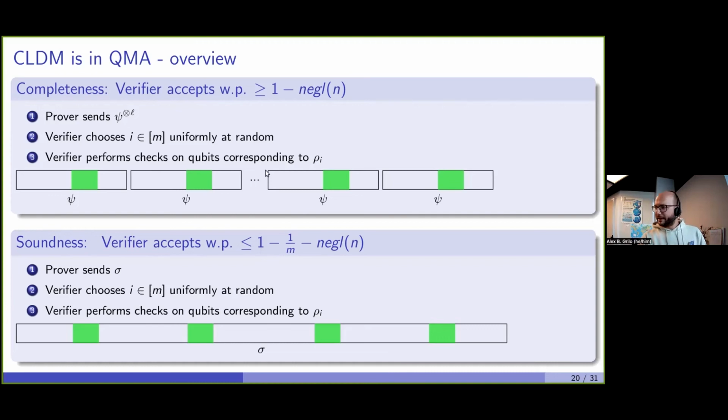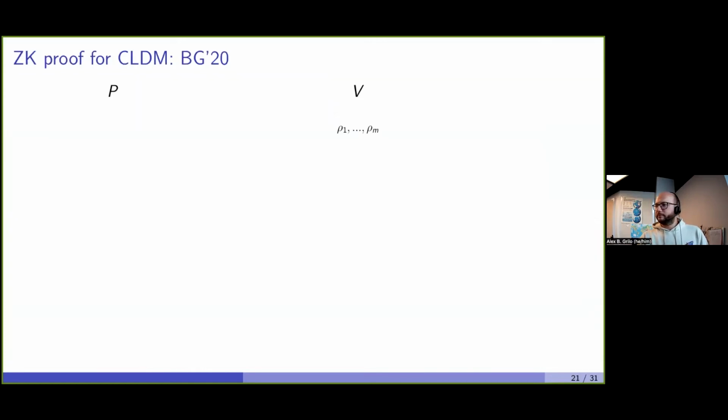Okay, the punchline that I need for our next slide is that the QMA verification for CLDM only needs to check the reduced density matrices of a specific rho I. This is the key point that you need from CLDM to prove zero knowledge. Okay, questions?